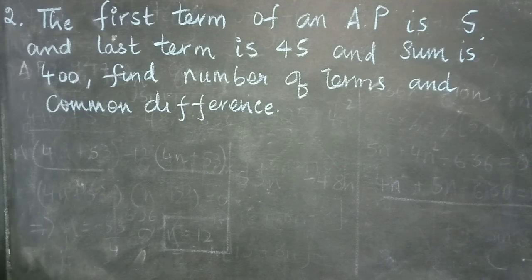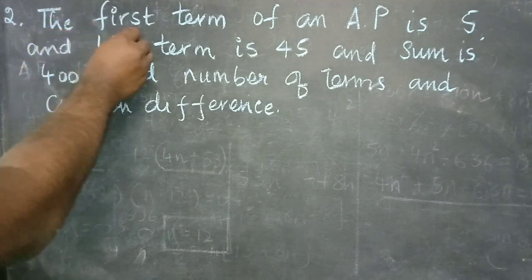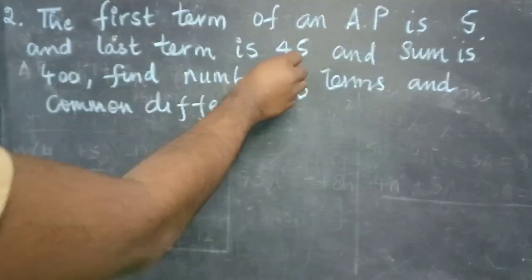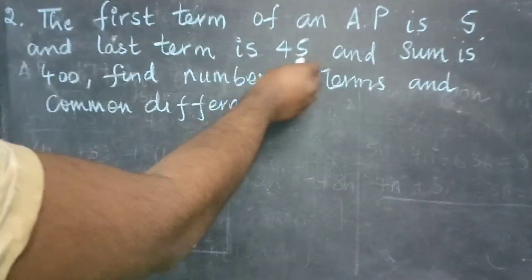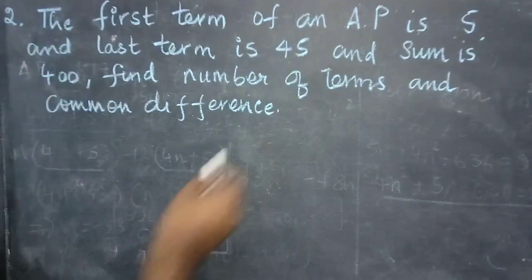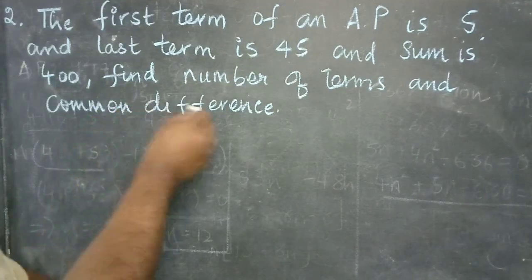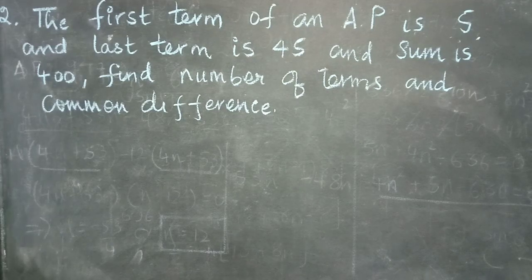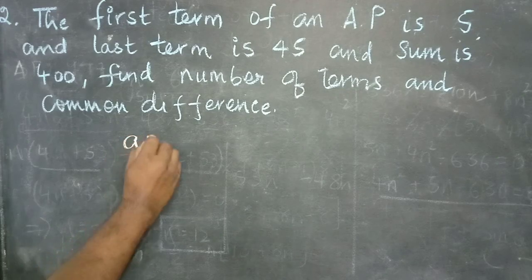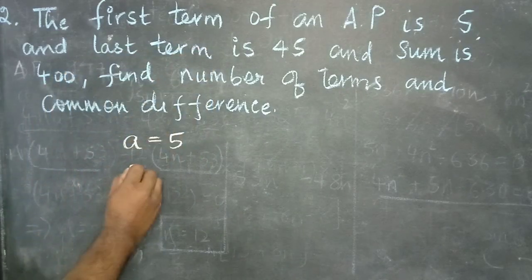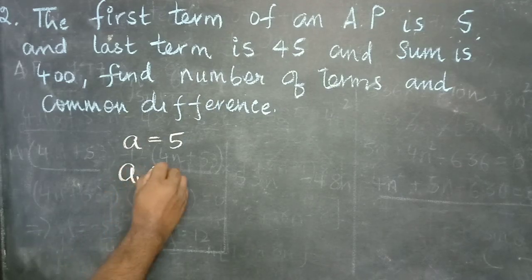Moving to the next question. The question is, the first term of an AP is 5 and the last term is 45. That is, the nth term is 45 and the sum is 400. We should find the number of terms and the common difference. Now the first step is to write down the given data. What is the first term? First term a equals 5. Then what is the last term? That is the nth term, that is l or an, which is equal to 45.